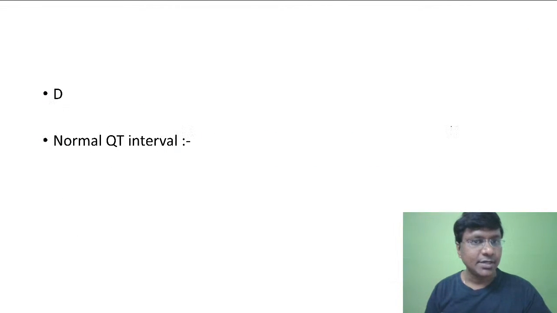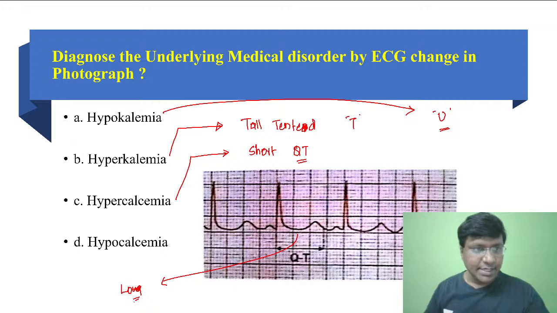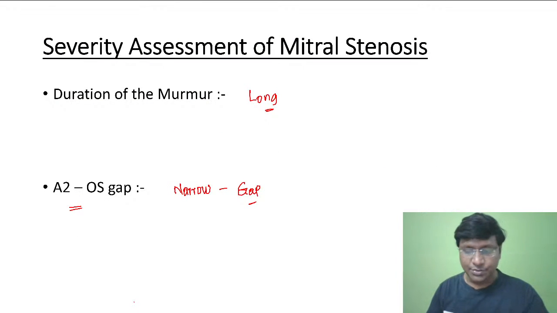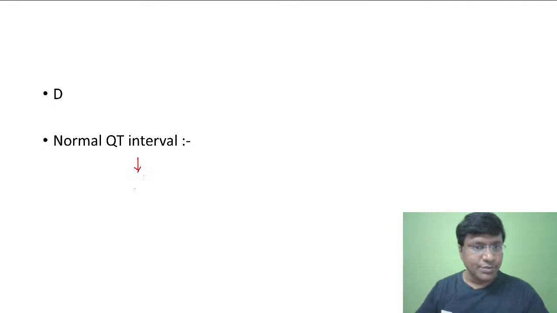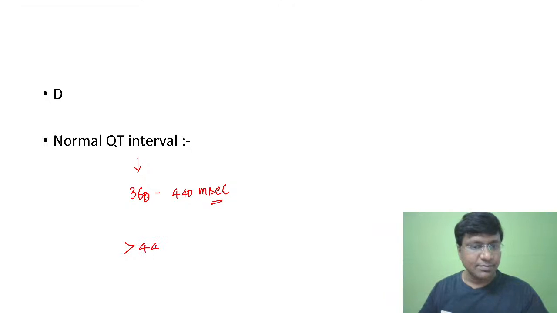Okay? Right. So I said that there is a long QT interval. Now you should know how much is the normal QT interval. The normal QT interval is around 360 to 440 milliseconds. That will be the normal QT interval. And if it is more than 440 milliseconds, that is the point we need to consider it a long QT interval.